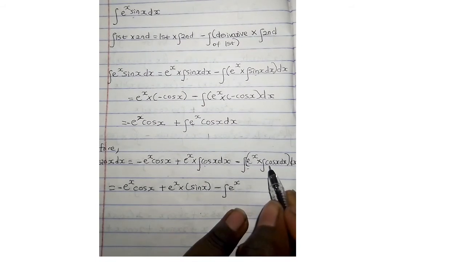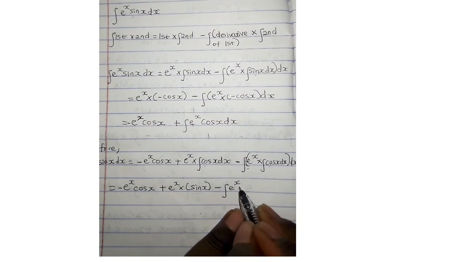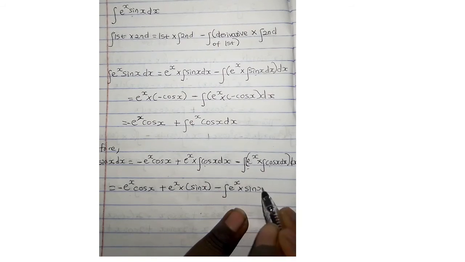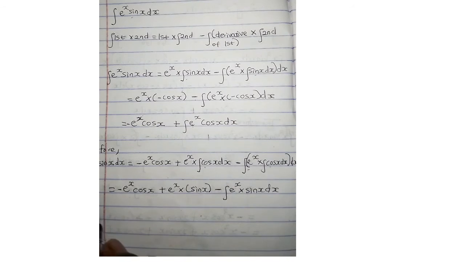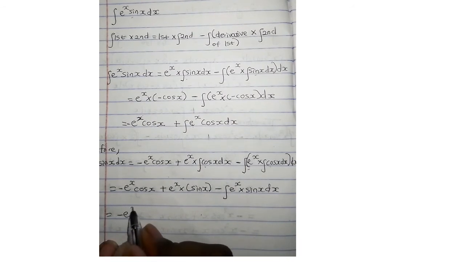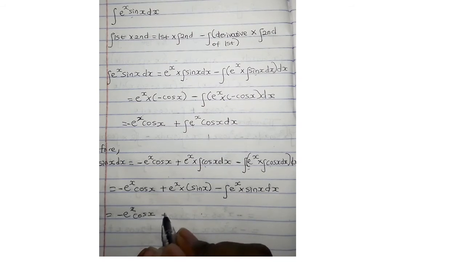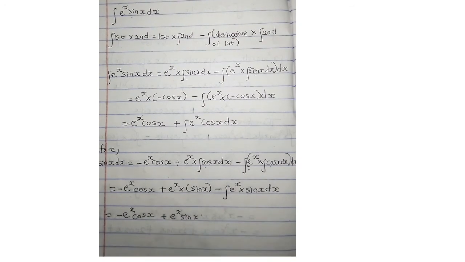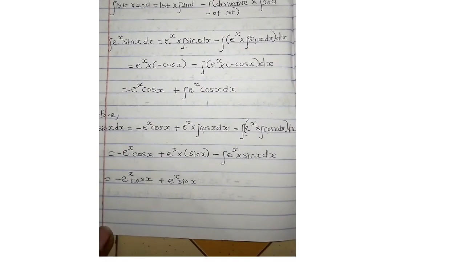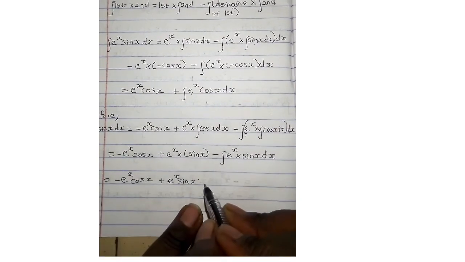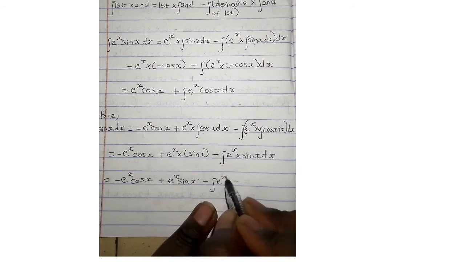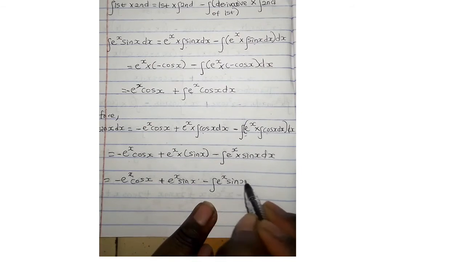When we integrate this, we're going to have sine x, all dx, so we're going to have negative exponential x cos x plus exponential x sine x minus the integral of exponential x sine x dx.